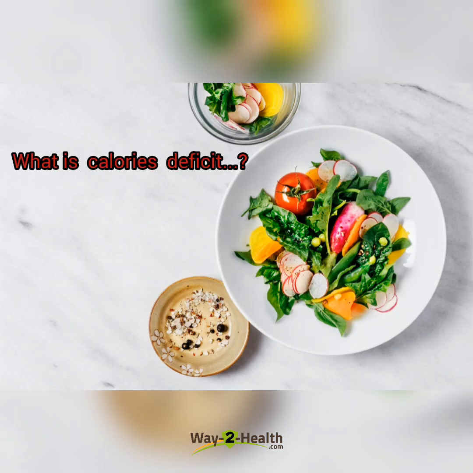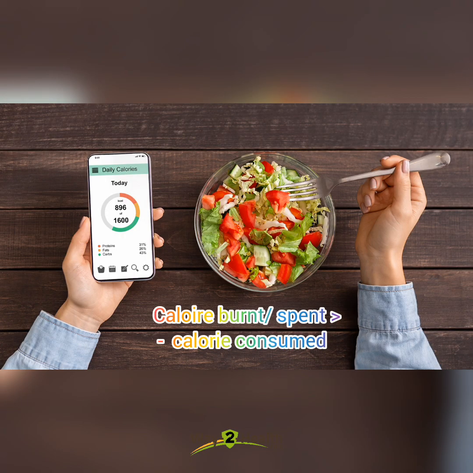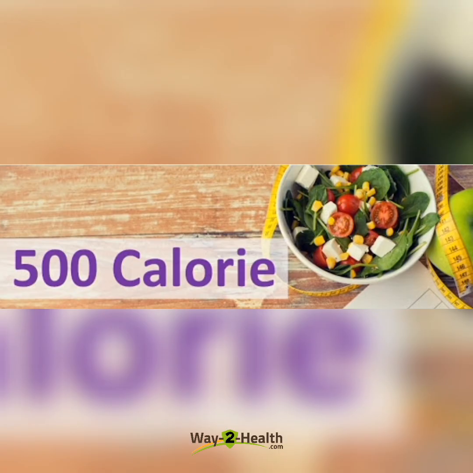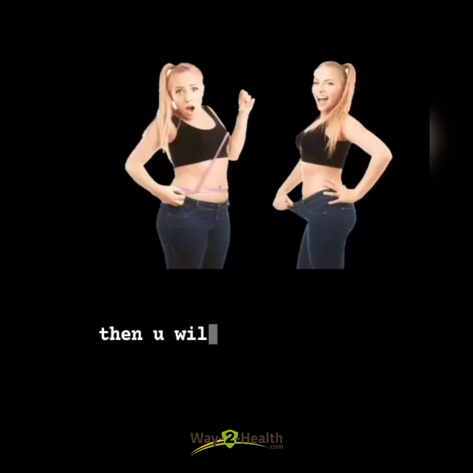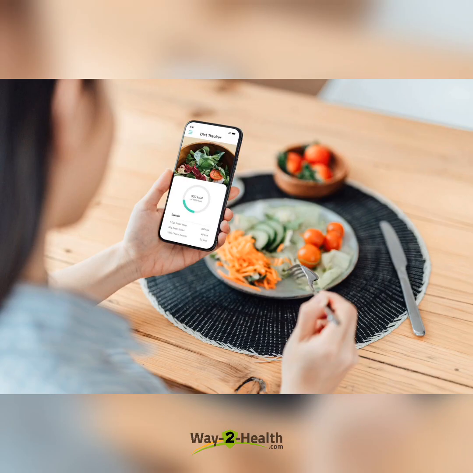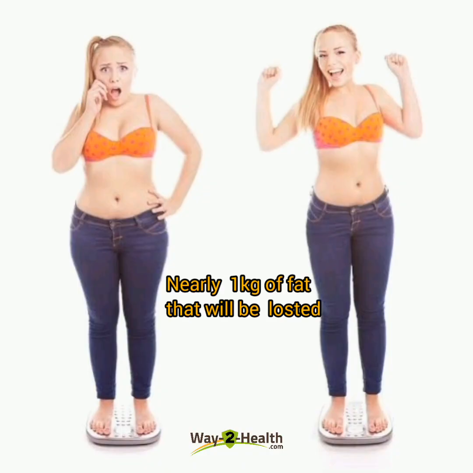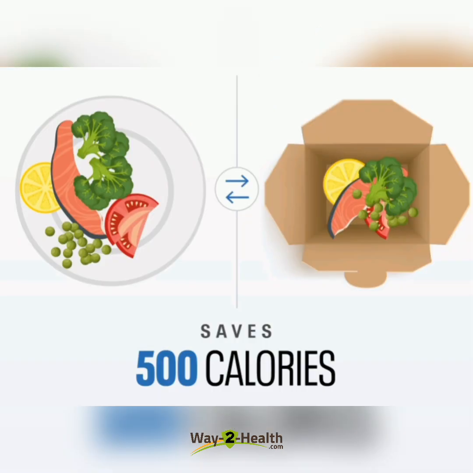So what is calorie deficit? Calorie deficit is the calories burned or spent minus calories consumed. So if you maintain a deficit of 500 kilocalories per day, then you will lose 1 kilogram of fat in nearly 15 days. That is, a deficit of 500 kilocalories per day times 15 days equals 7500 kilocalories. So it is nearly 1 kilogram of fat that will be lost if you have a caloric deficit of 500 kilocalories per day.